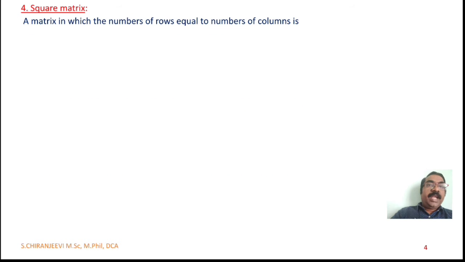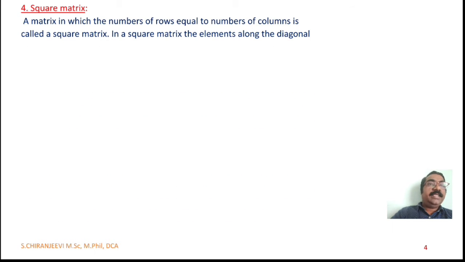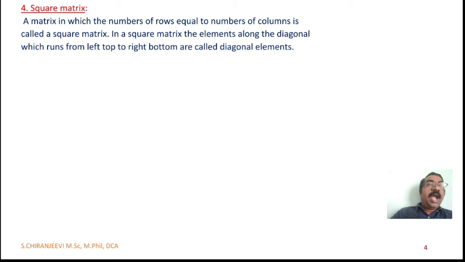Square matrix. A matrix in which the number of rows equal to number of columns is called a square matrix. In square matrix, the elements along the diagonal which runs from left top to right bottom are called diagonal elements. See here, square matrix, number of rows is equal to number of columns, we call it as a square matrix. And the diagonals which starts from left top to right bottom, we call it as diagonal elements. Example: capital A, B, C, D, capital B, 1, 2, 3, 3, 6, 4, 2, 7, 5. In first example, A and D are diagonal elements. In the second example, 1, 6 and 5 are diagonal elements.